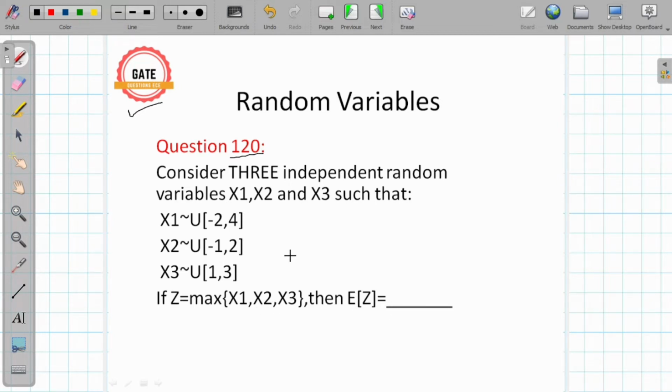In this question, it is not given whether the random variables are discrete or continuous. Whenever it is not mentioned in the question, always consider the random variables to be continuous type random variables. So these are continuous type random variables and we will have to find the expectation of z. To find the expectation of z, firstly we will have to calculate the PDF of z.